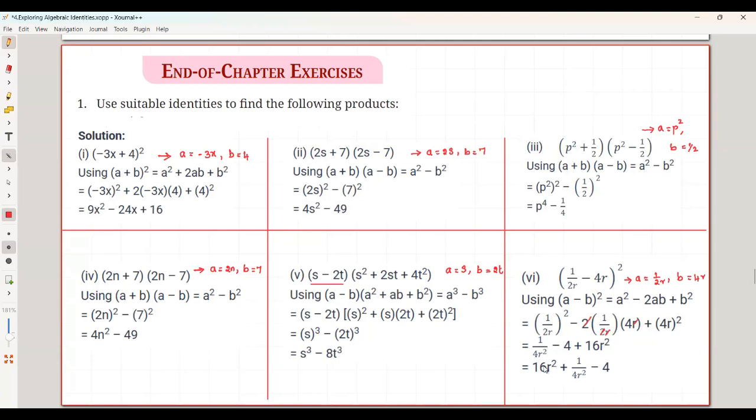Now rearrange: 16 r square plus 1 by 4 r square minus 4. So we just did the rearrangement.